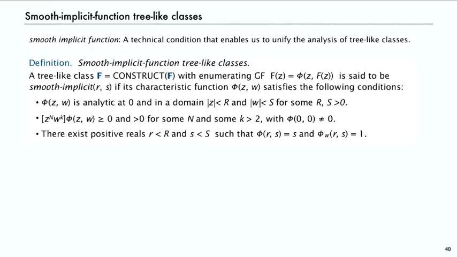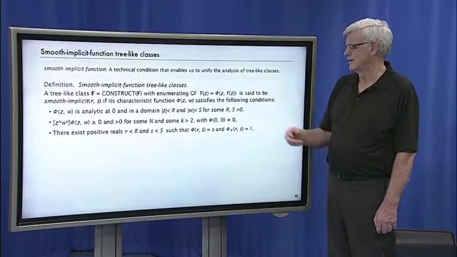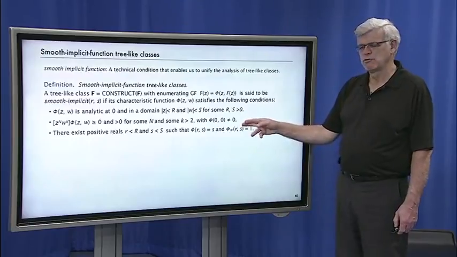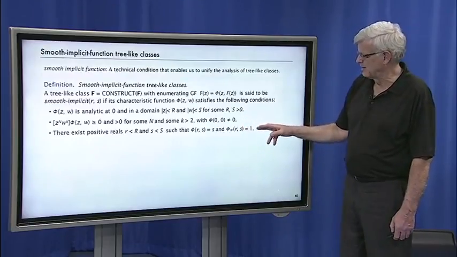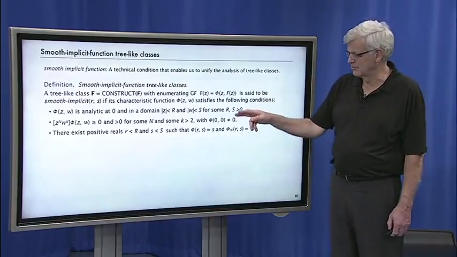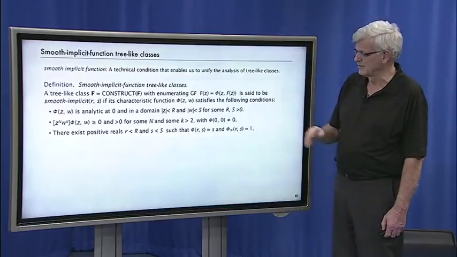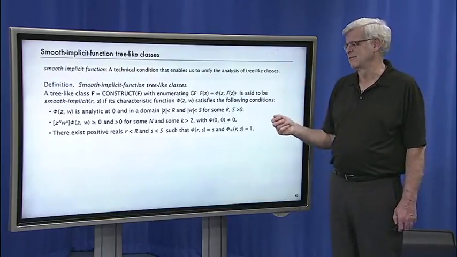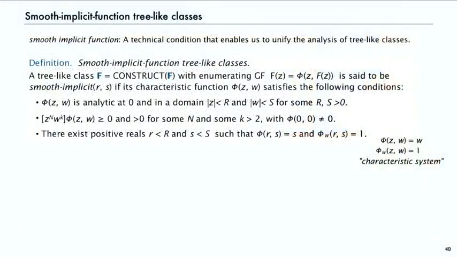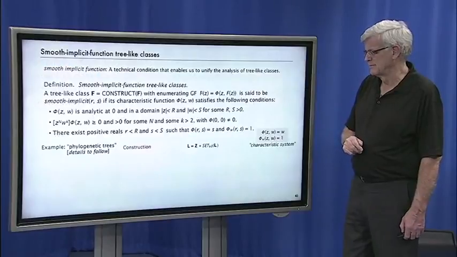And there's a characteristic system, not just a characteristic equation. It's got two values. If you take Phi(r, s) = s, and the derivative with respect to w, Phi_w(r, s) = 1, and you solve that characteristic system and you get solutions that are positive reals, then that's what smooth implicit function is. That's the main condition. This characteristic system has to have a solution in reals in the domain of analyticity of the function. And again, these functions, as we'll see, are usually pretty simple.